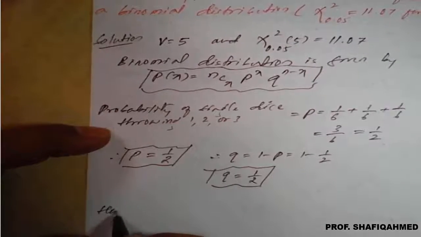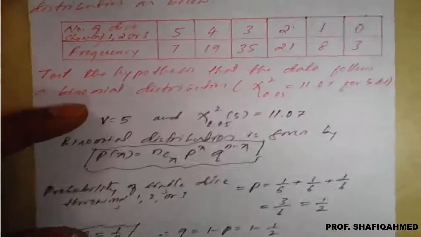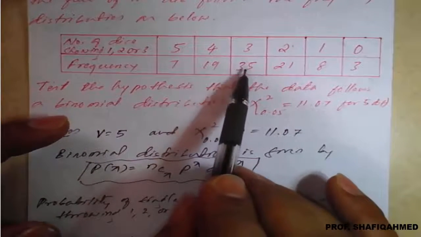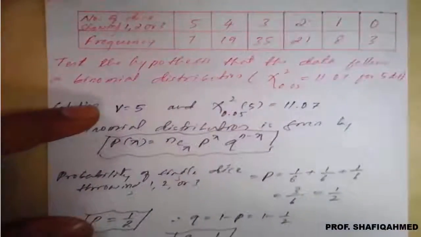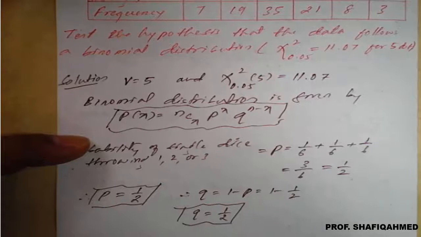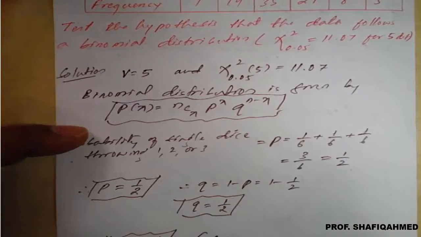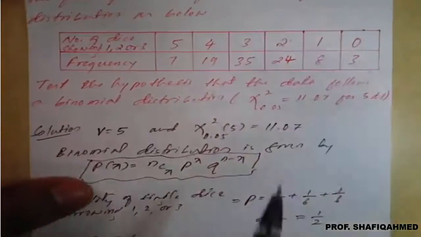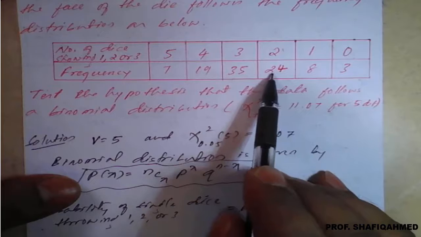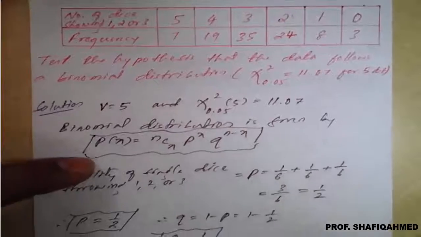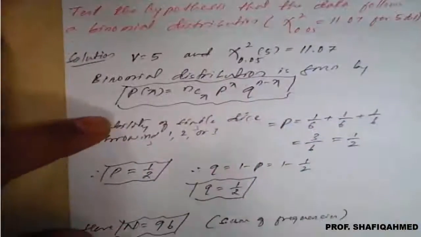Capital N. To find capital N, we need to add these 7, 19, 35, 21, 8, 3. So if you add, you will get 96. So I will write here, just make a small correction. This is 24. While taking the question, you just check that this will be 24. So if you add all these, you will get 96, or sometimes they will give it in the question itself. So N value is 96.